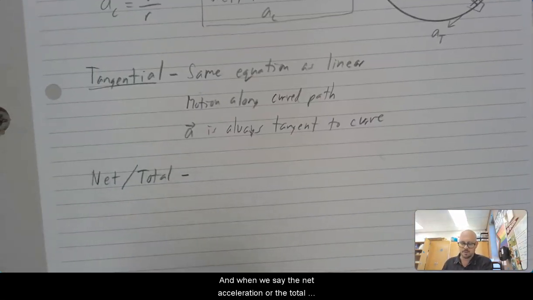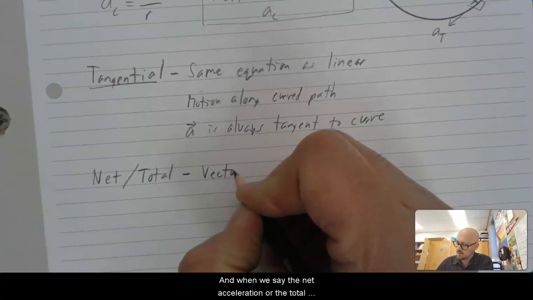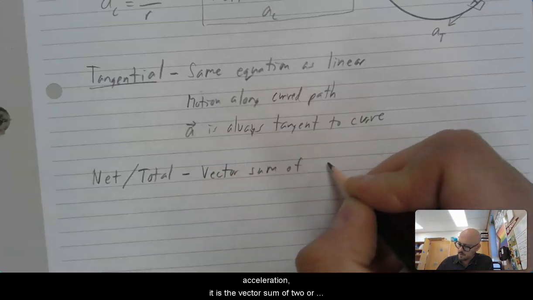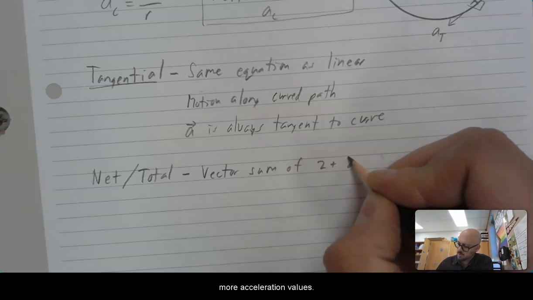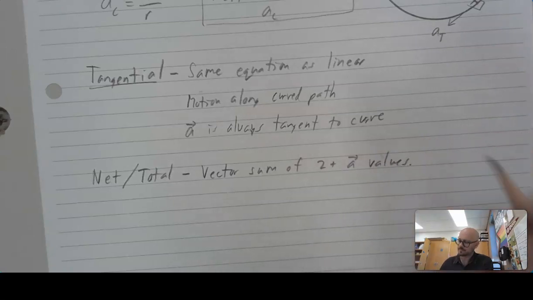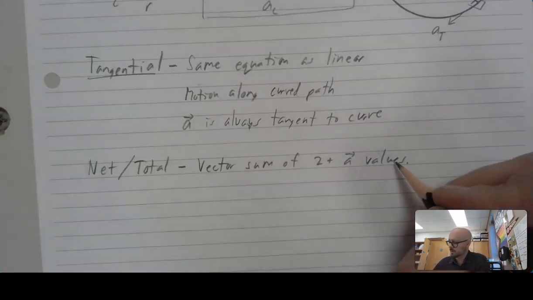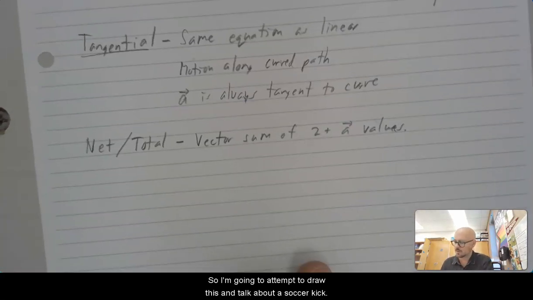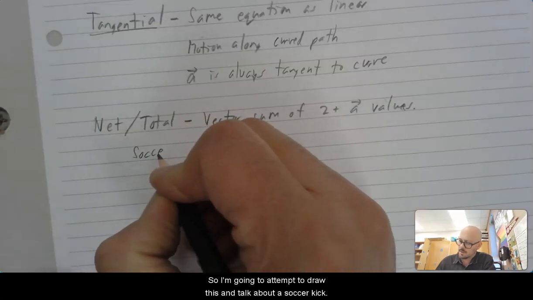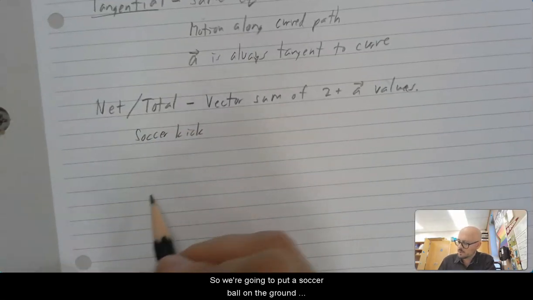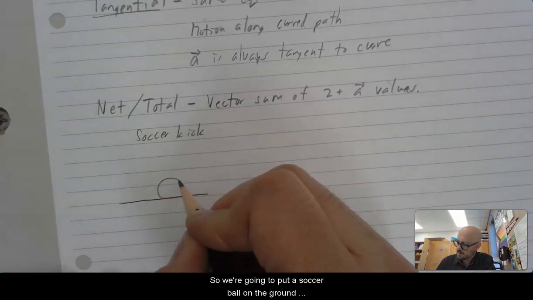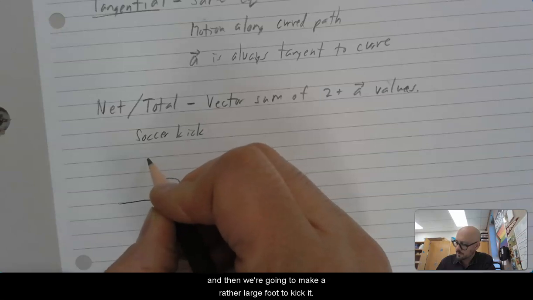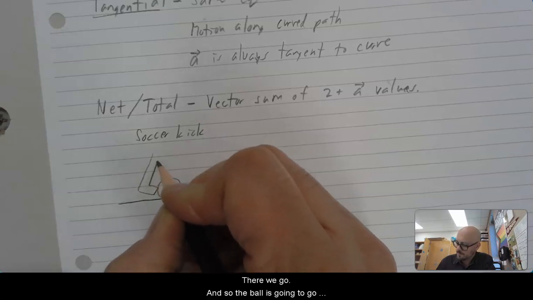And when we say the net acceleration or the total acceleration, it is the vector sum of two or more acceleration values. And so this happens a lot in sports. When you swing anything or go to hit something, your arm or leg is involved in two different categories of acceleration. So I'm going to attempt to draw this and talk about a soccer kick. So we're going to put a soccer ball on the ground, and then we're going to make a rather large foot to kick it. There we go.